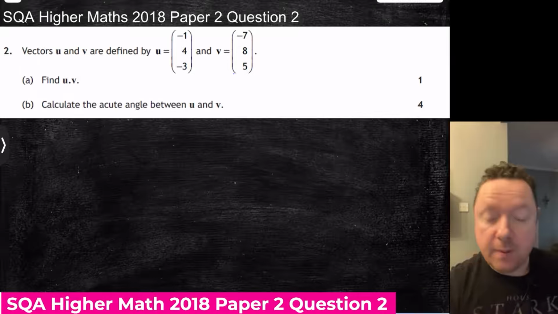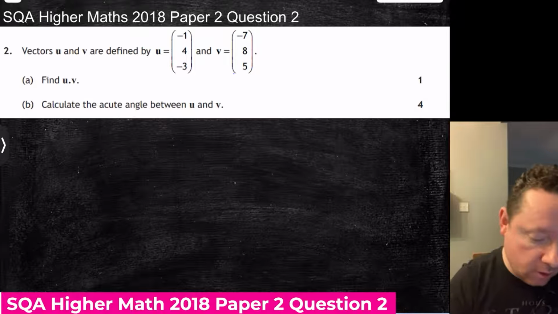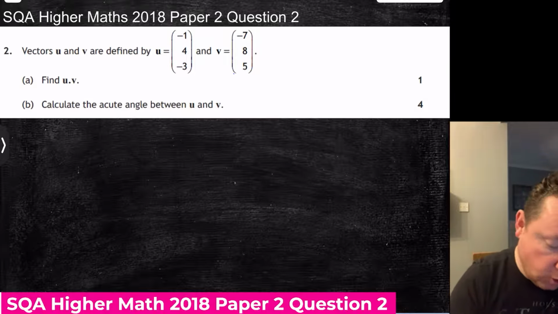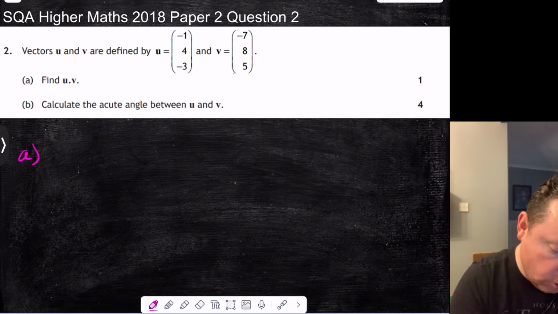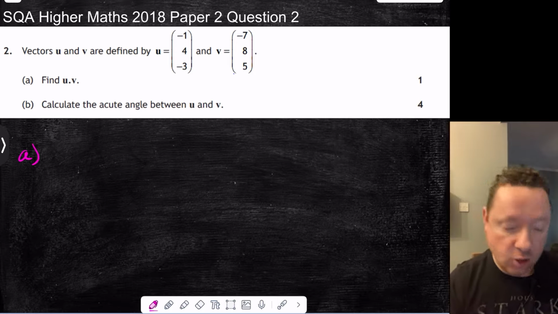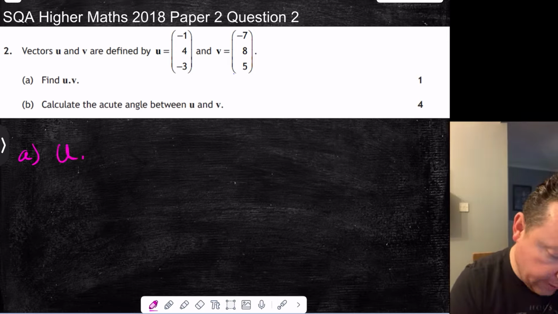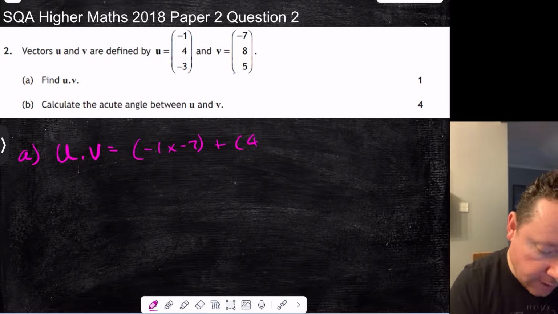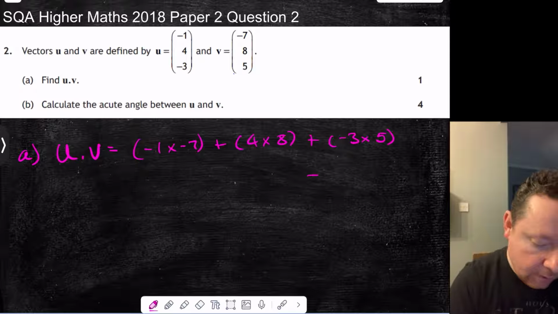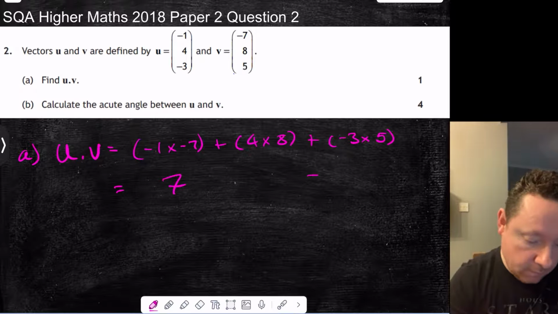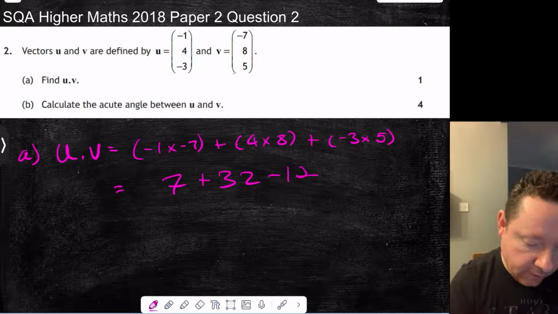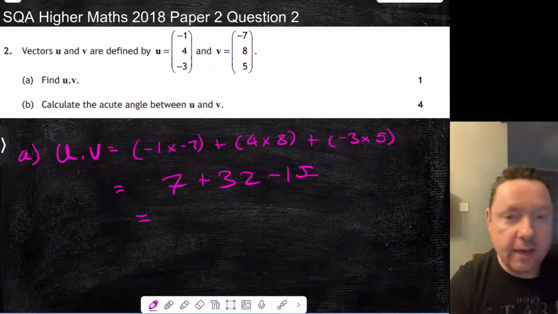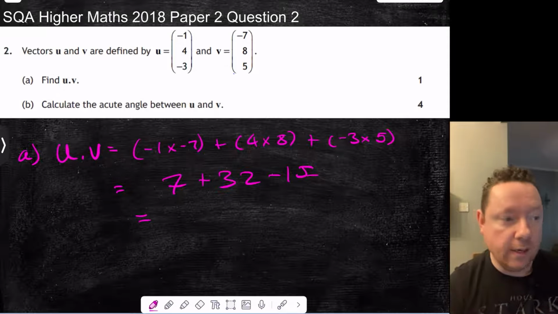SQA Higher Maths 2018, paper 2, question 8 on the vector scalar product. U and V are defined as these vectors. Find U dot V. Start of the exam paper tells you what U dot V is. You times each element and you add. So U dot V is equal to -1 times -7 plus 4 times 8 plus -3 times 5. That gives us 7 plus 32 minus 15. 7 plus 32 is 39. 39 minus 15 is 24.